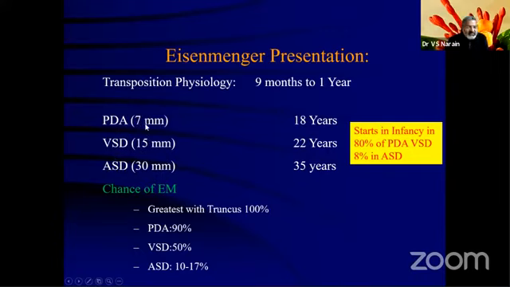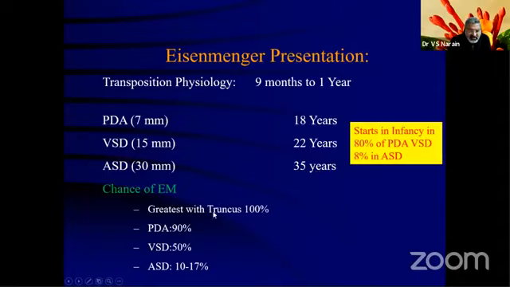It is only the larger ones, PDA of 7 millimeter, VSD of 15 and ASD of 30, that will go into Eisenmenger. Eisenmenger starts very early. In most PDA and VSD, it starts in the first year of life, 80%. In ASD, of course, it starts very late. Only in about 5 to 10% of cases will it start in infancy. And the average age at which reversal occurs is 18 years for PDA, 22 years for VSD, and 35 years for ASD.